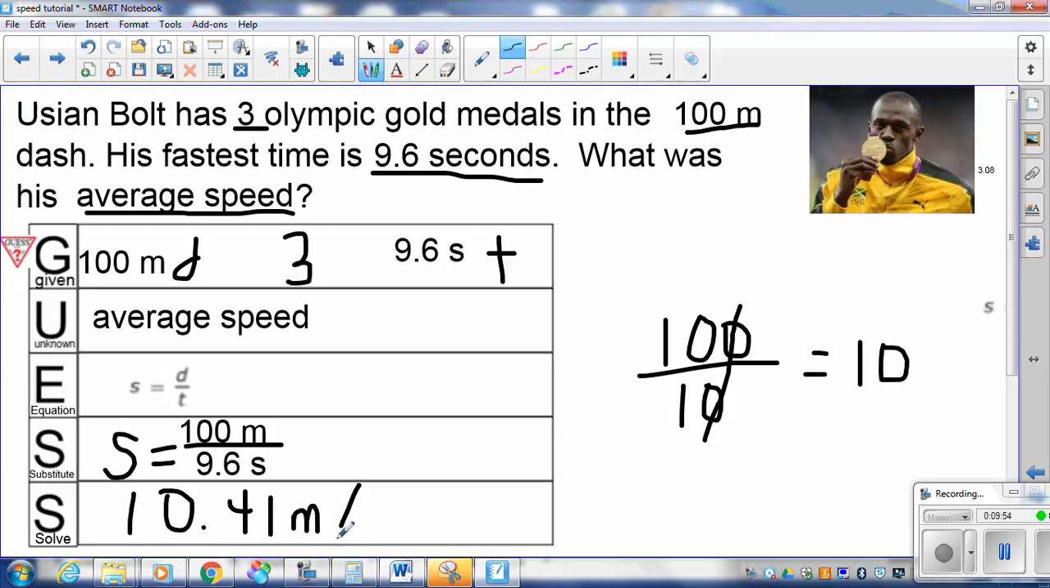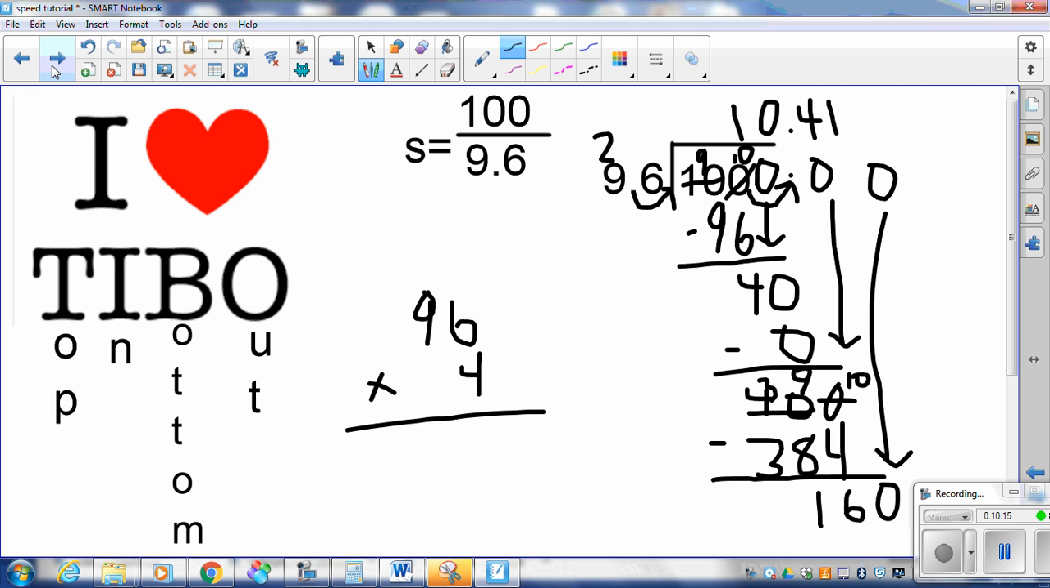It's in meters per second. That's my distance and my time for the speed. All right, so Usain Bolt goes about 10.4 meters every second. So in 1 second, that's how far he goes. That's pretty fast. Now, the fastest animal on land is the cheetah.